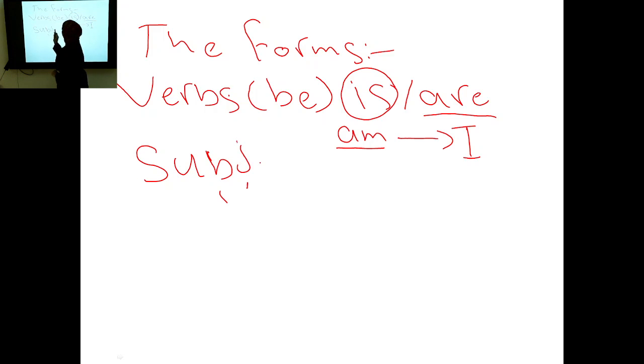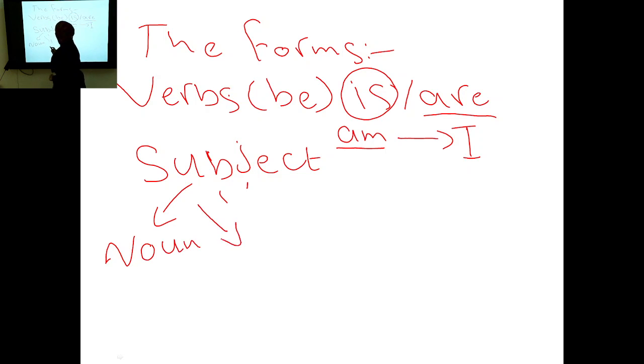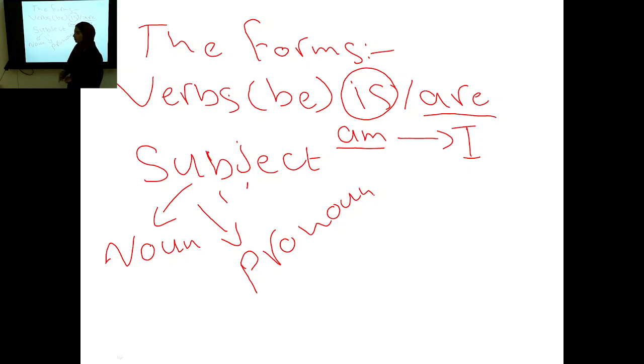Subject. Now, we said before that the subject could be a noun and pronoun. Noun, for example, Ahmed. Pronoun, we can replace Ahmed. Instead of saying Ahmed, we can say he and use the pronouns. Let's talk about the first form, which is the affirmative.